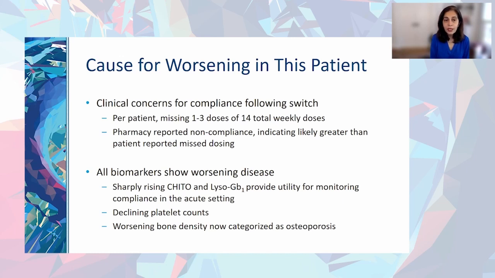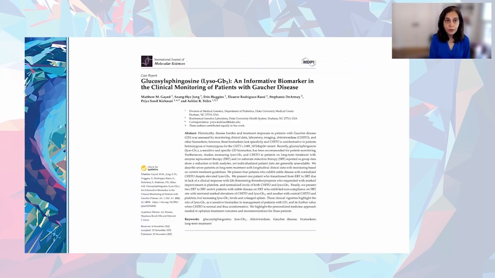And so what you can see here is that the biomarker, the lyso-Gb1, was actually extremely helpful in this situation because of the sharp rise that we noted. There was some increase in the chito, but it was not as dramatic. And that this change in the lyso-Gb1 actually preceded the declining platelet counts and also the worsening bone density, which was now recognized as osteoporosis, and also the increase in the liver and spleen volumes, which came up a little bit after that initial increase that we saw in lyso-Gb1.